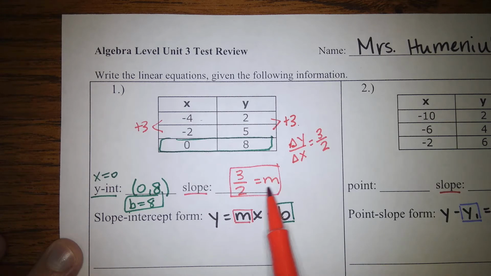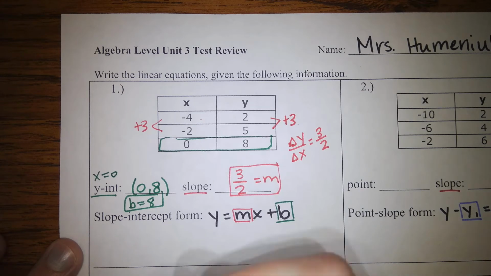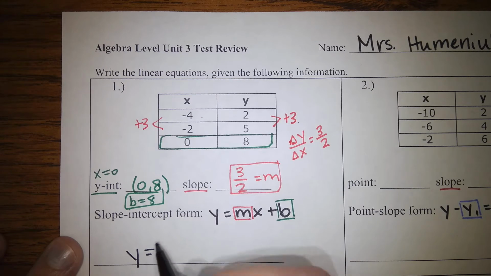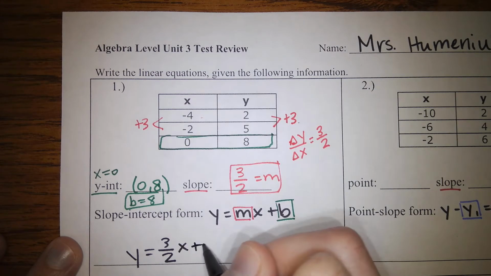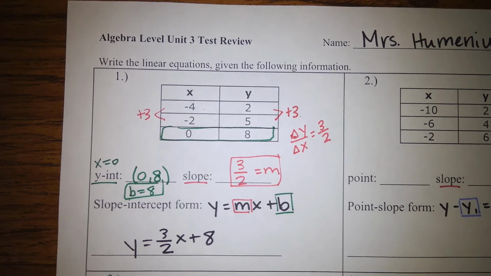And so that will be equal to our m. If we have our m and we have our b, we can write our equation. So we have y equals m, which in this case is 3 over 2, x plus 8. And that would be our answer for number 1.